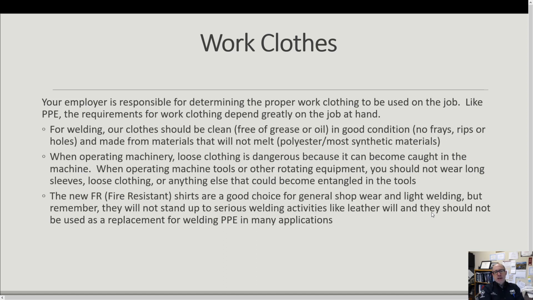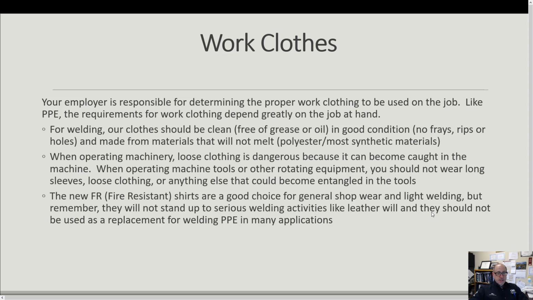Not just the material, but how it fits you is important too. When operating machinery, loose clothing is dangerous because it can be caught in the machinery. When operating machine tools or other rotating equipment, you should not wear long sleeves, loose clothing, or anything else that could become entangled with the tools. If you want to see some terrible stuff, look up lathe injuries. You'll see people getting careless. The lathe, whatever's running, will snag their clothing and pull them in. I don't know if you've ever had a juicer at home for juicing carrots and stuff like that for healthy drinks, but they do a pretty good job of juicing people.